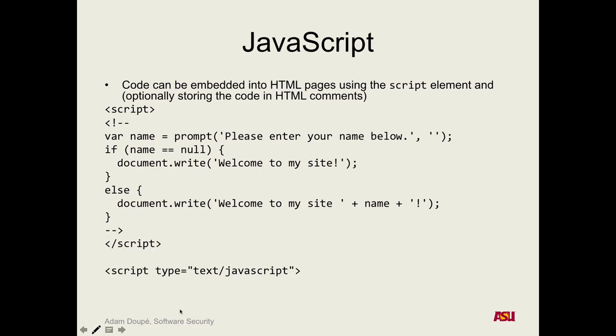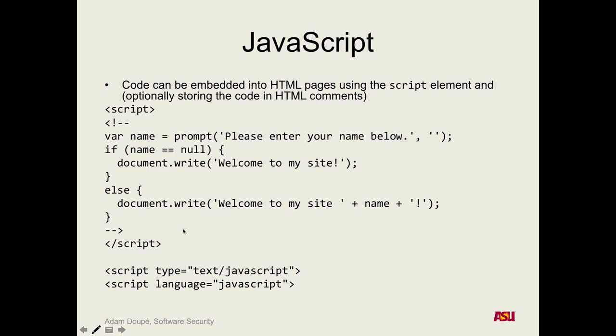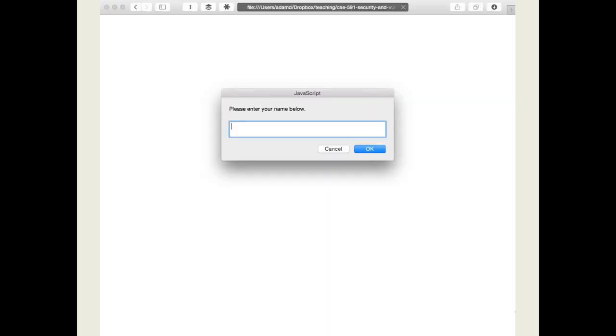So you can also specify the type, so text/javascript, language JavaScript. It's actually not necessary, it'll default to JavaScript. But it's kind of a cool way that you can, in the future, maybe add different languages to client-side scripting here. So this would pop up a box that says, enter your name, and then you'd enter your name, and then it would say, welcome to my site, which is exactly the code here.